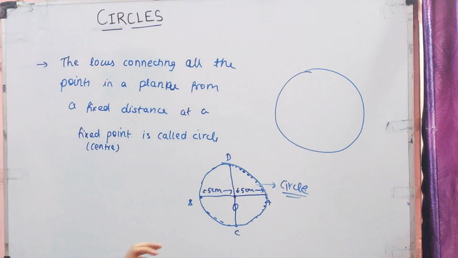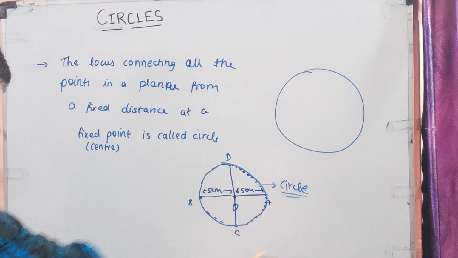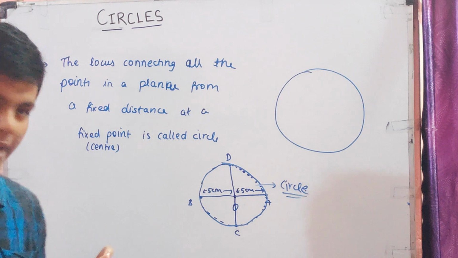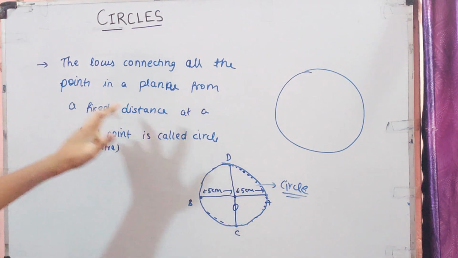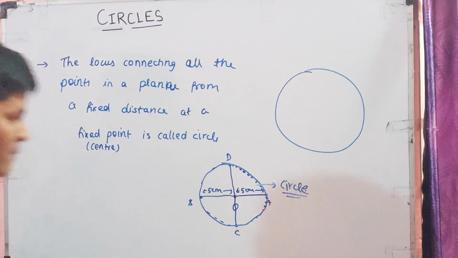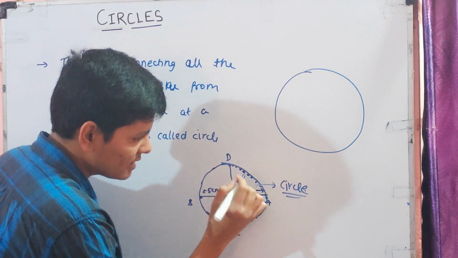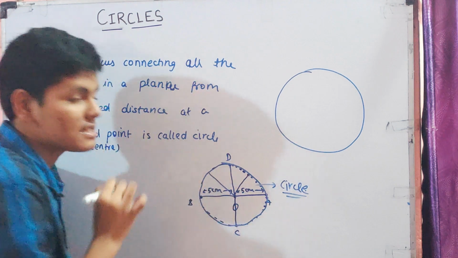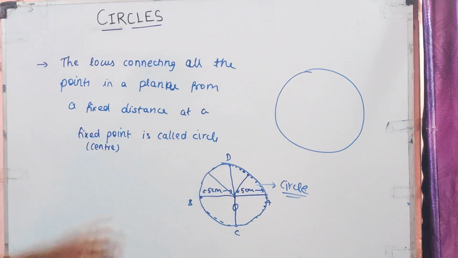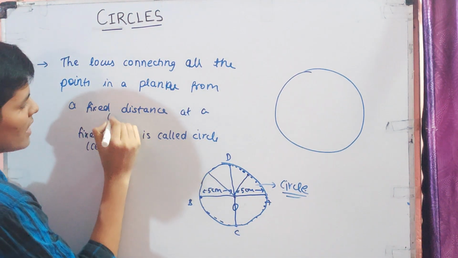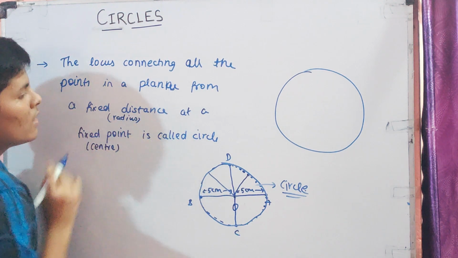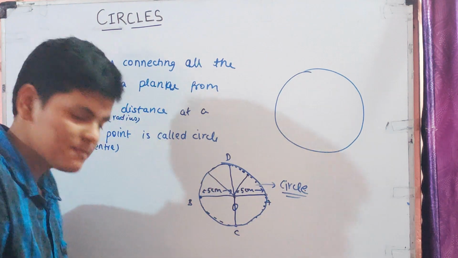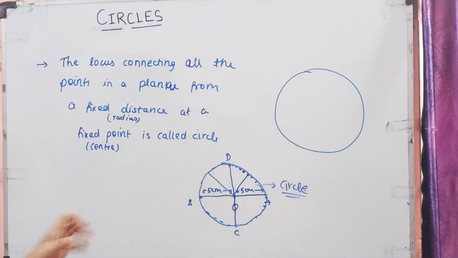So hence, what we can say, the locus is the path connecting all the points in a plane. All these points are in a single plane, that is the 2D plane of the board, at a fixed distance from a fixed point. This point is also at a 5 cm distance. This point is also at 5 cm of distance. So it is a fixed distance, and this fixed distance is called the radius. When you connect all of them, we get a circle. Hence, this was the definition of a circle.